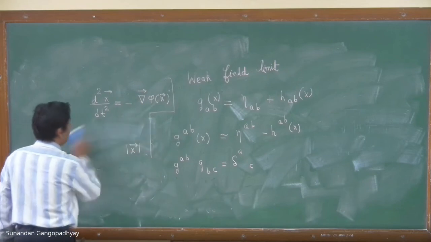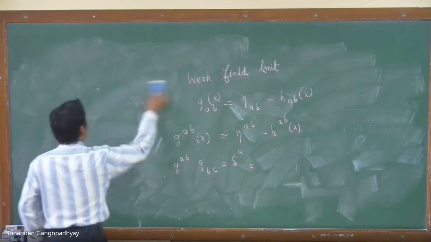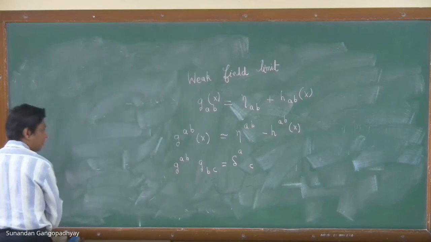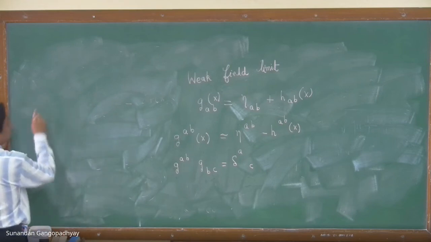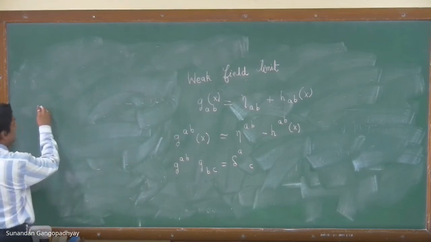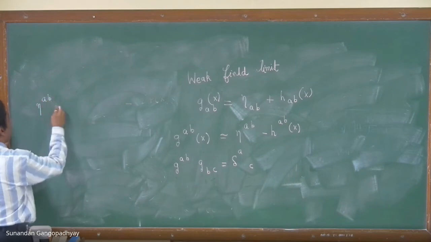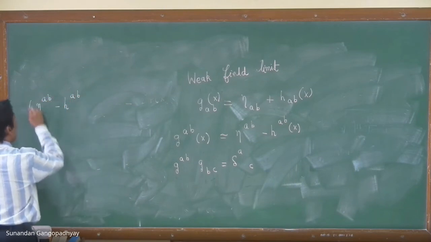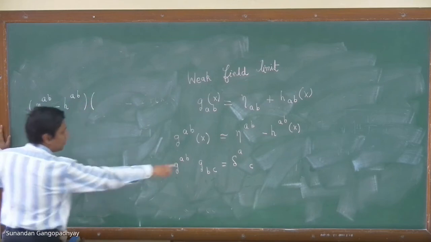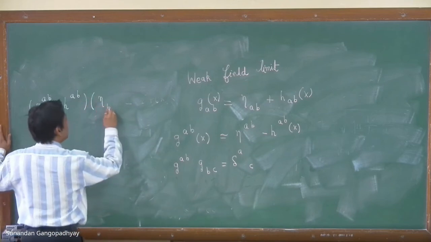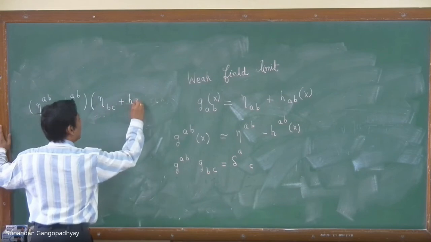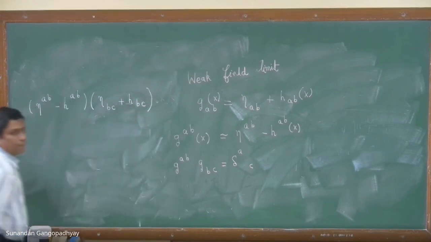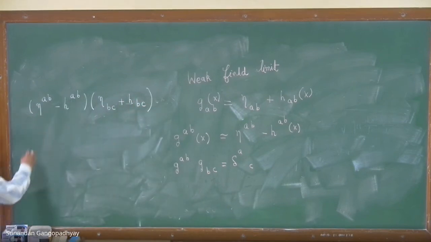Good. So to do this, you can immediately see that G_AB is basically theta_AB minus H_AB, times G_BC is theta_BC plus H. Let us carry out the multiplication.